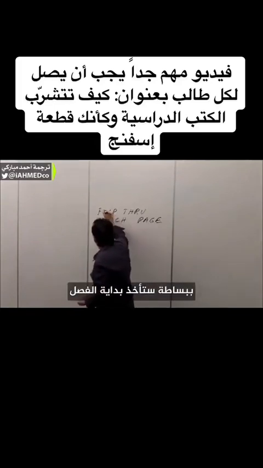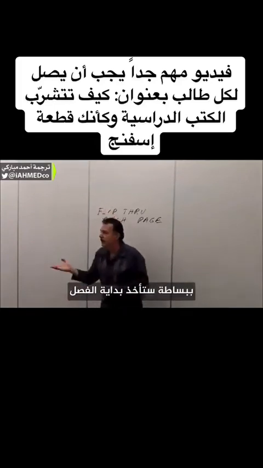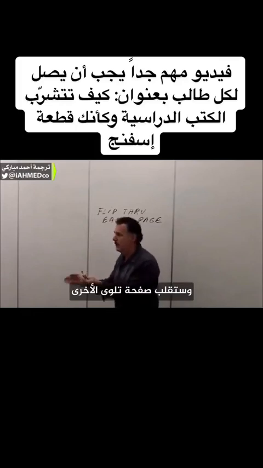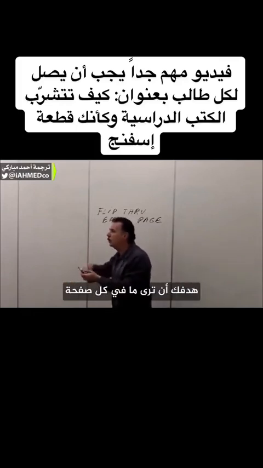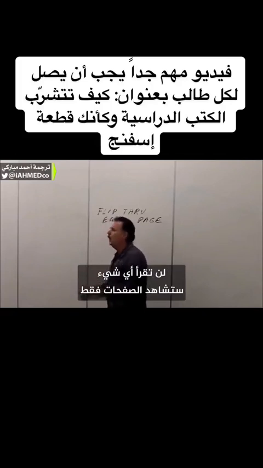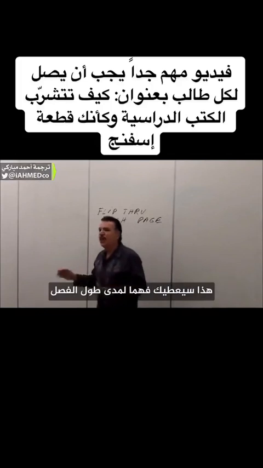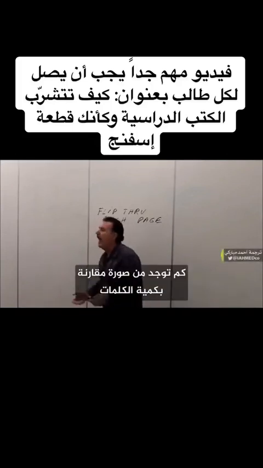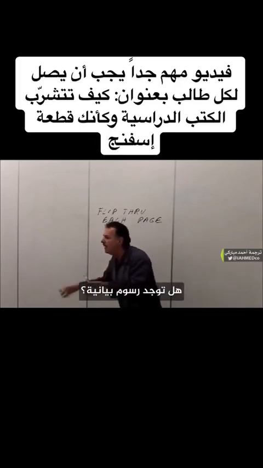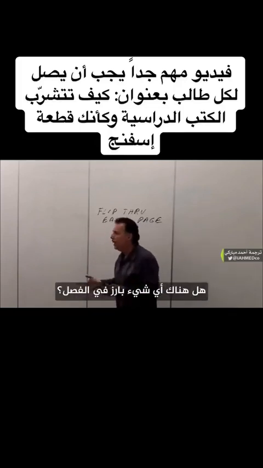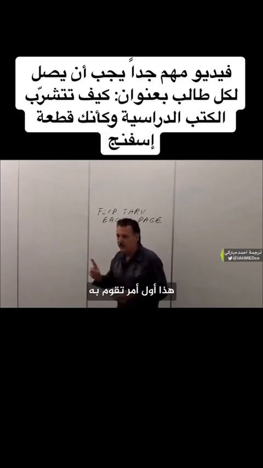So, the first thing that you're going to do is simply take the beginning of the chapter and turn page after page after page, and just look to see what's on each page. You're not going to read anything. You are just going to look at what the pictures are. It's going to give you a sense of how long the chapter is, how many words there are compared to images, whether there are going to be graphs, does anything jump out at you? That's the very first thing you're going to do.